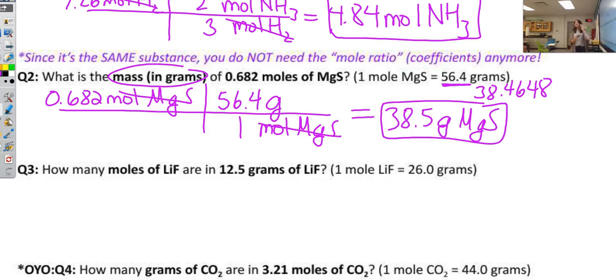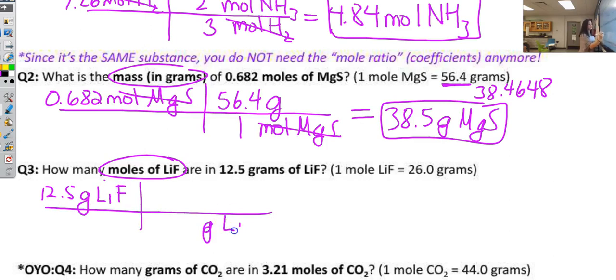All right. Let's try this one now. So now circle what you want, write what you've got, 12.5 grams of the LiF, throw in a bridge, and cross your units opposite. Okay, so now we've got our units opposite. Take a look on the map. Where are we and where are we going? We're starting with grams. What are we trying to get to? Moles.